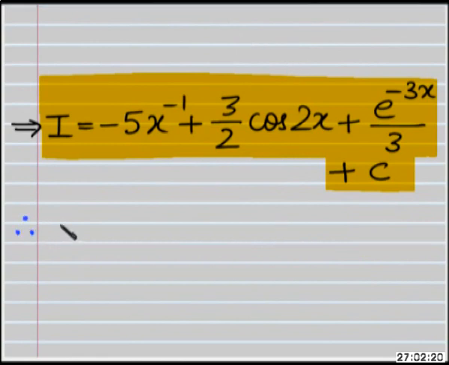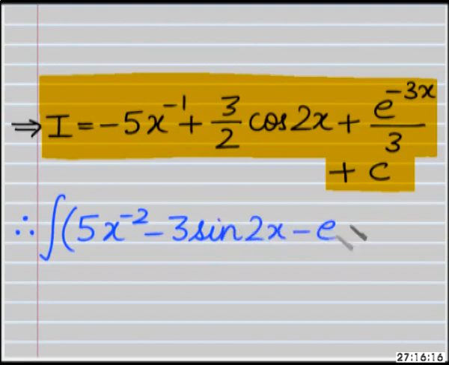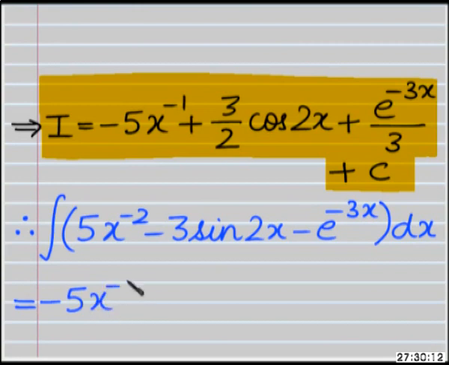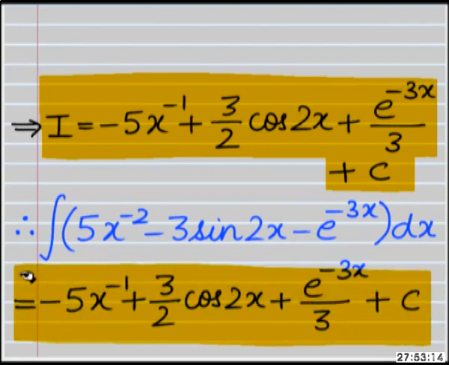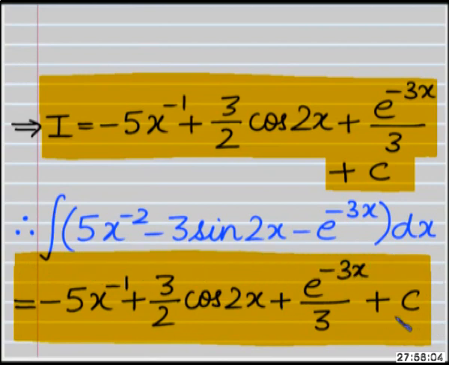Therefore, we have integral of 5 into x raised to the power minus 2 minus 3 into sine 2x minus e raised to the power minus 3 into x with respect to x is equal to minus 5 into x raised to the power minus 1 plus 3 upon 2 whole multiplied by cos 2x plus e raised to the power minus 3 into x upon 3 plus c, where c is the constant of integration. Hence, this is the required solution.